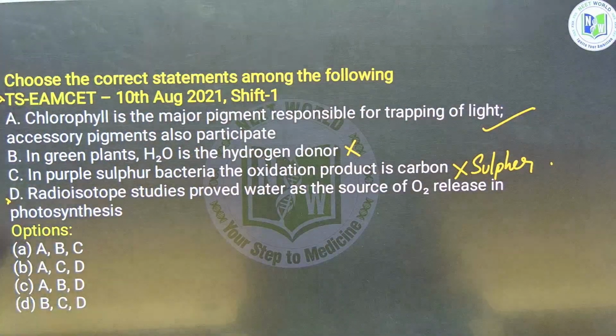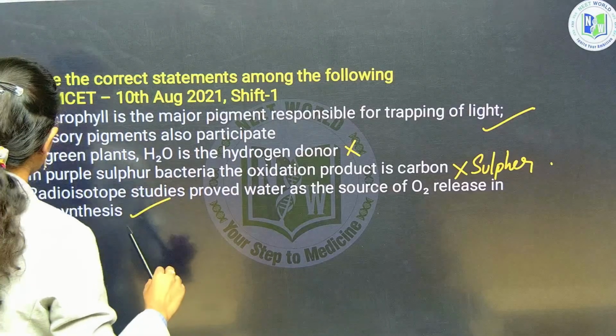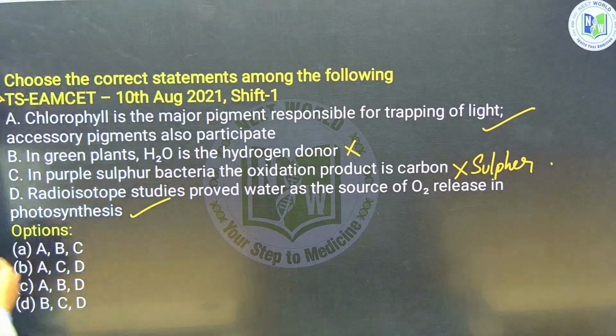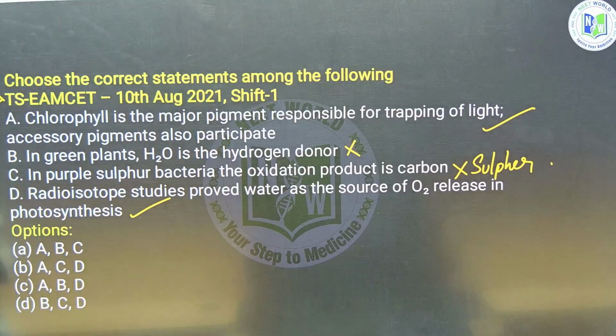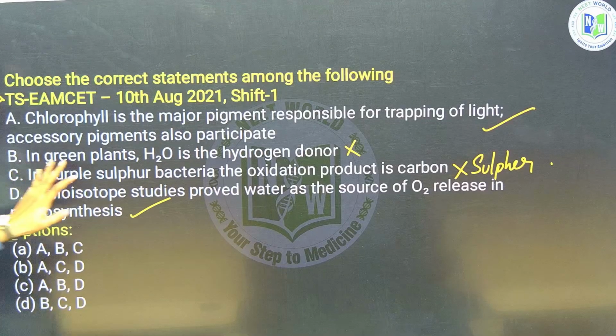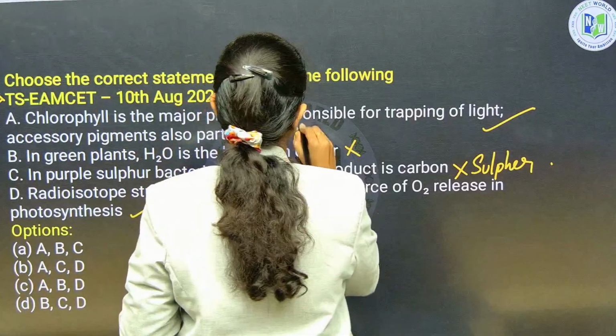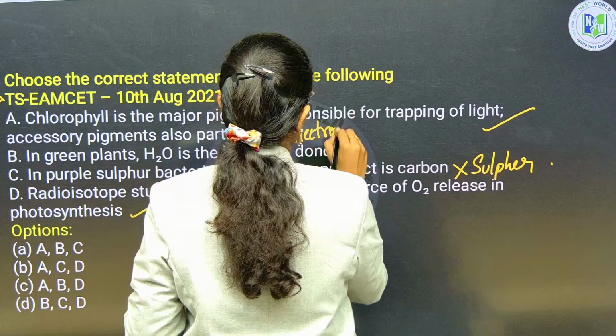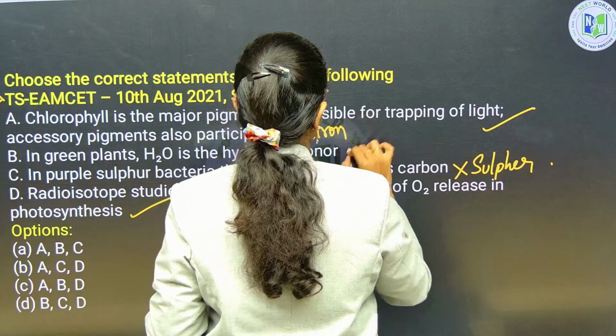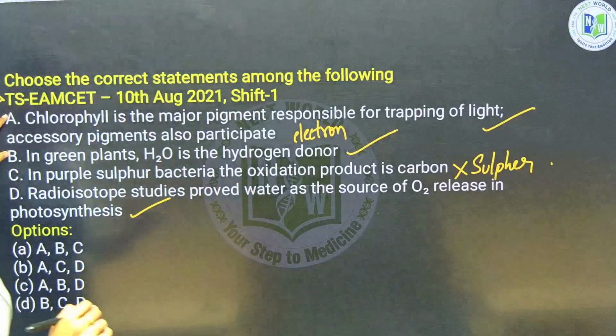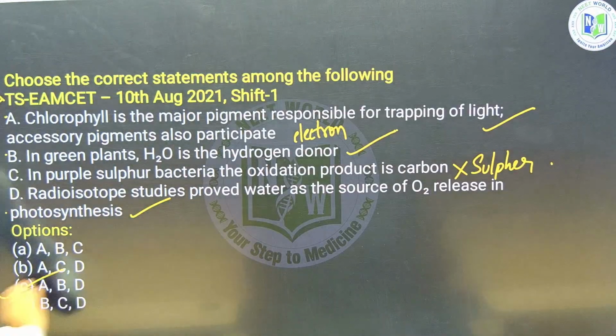Radioisotope studies proved that water is the source of oxygen release in photosynthesis. True. Water is the source of oxygen release because water is the electron donor. Fine. So, if you observe, hydrogen and electron, both statements go correct only. So, A, B, D. Option C is the right answer. Clear?